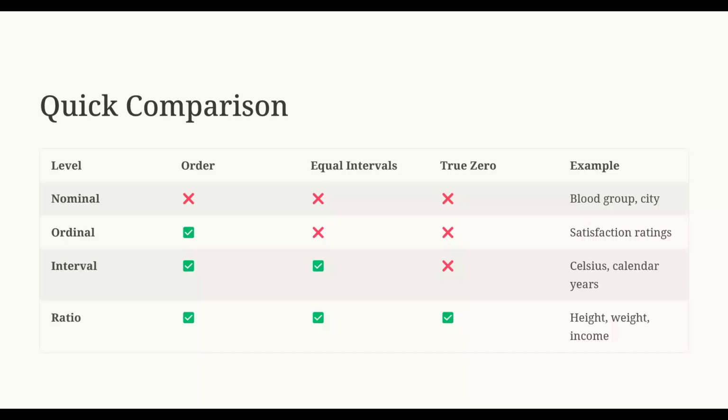Now ordinal: categories with order. The difference between the categories is unknown. Examples: satisfaction ratings, education level, rankings.